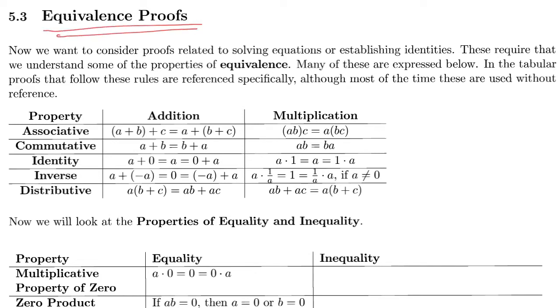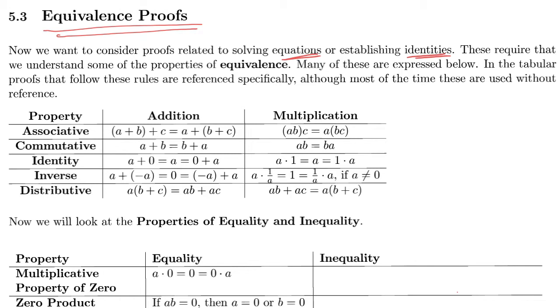Now, like it says here, we're going to want to consider proofs related to solving equations or establishing identities. So equations or identities. And these require that we understand some of the properties of equivalence. In other words, what can we do if we know that the two sides of this expression are equal to each other? Now, a lot of those properties are listed below, and we'll scan through those.